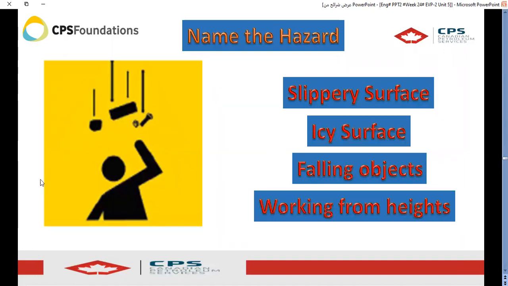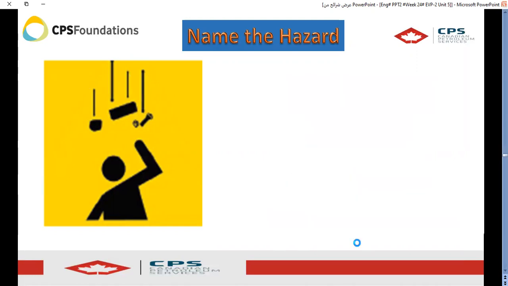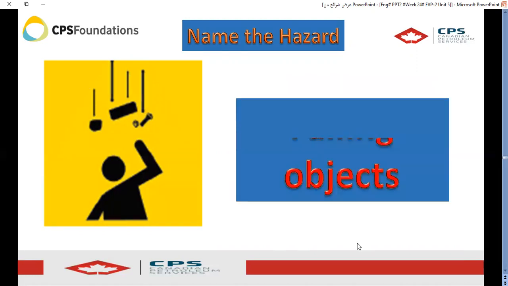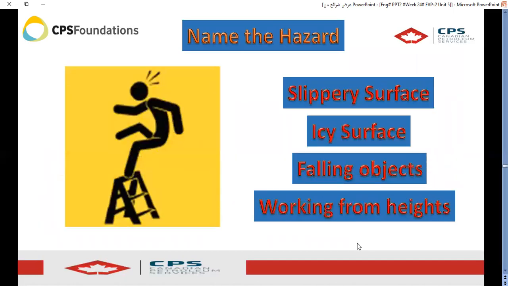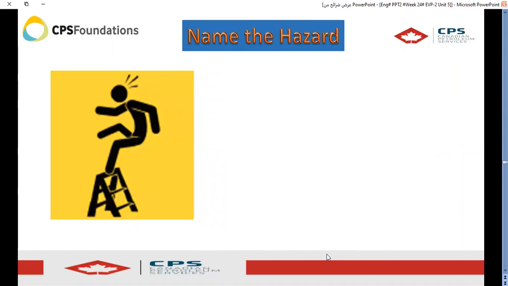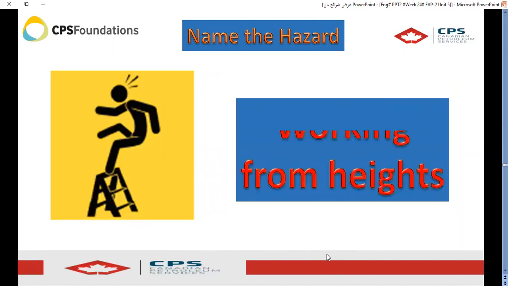What is represented by this picture? Is it slippery surface, icy surface, falling objects, or working from heights? Excellent. This represents the hazard of falling objects. The next picture, does it represent slippery surfaces or icy surface, falling objects, or working from heights? Okay, great. This represents working from heights. In such a case, it's a ladder.